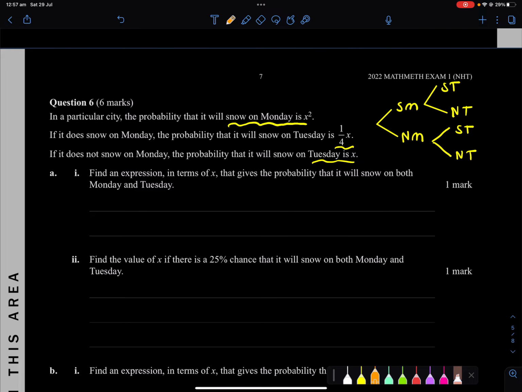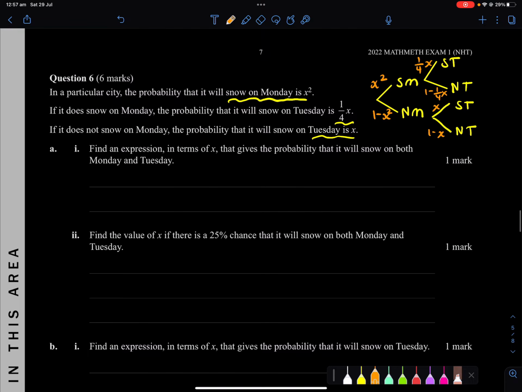Now, I know that in a particular city, the probability that it will snow on Monday, so snow Monday, will be x squared. This value should be 1 minus x squared. If it does snow on Monday, the probability that it will snow on Tuesday is 1 over 4x, so this will be 1 minus 1 over 4x. If it does not snow on Monday, the probability that it will snow on Tuesday is just x, so x and 1 minus x.